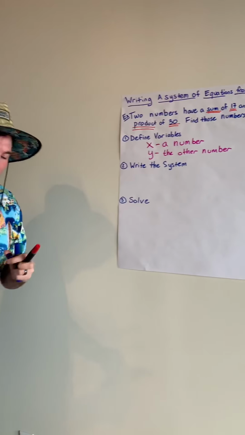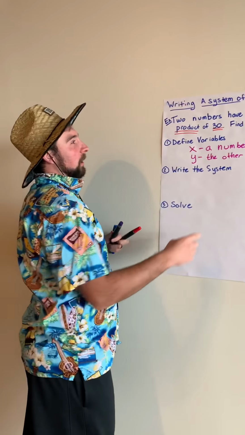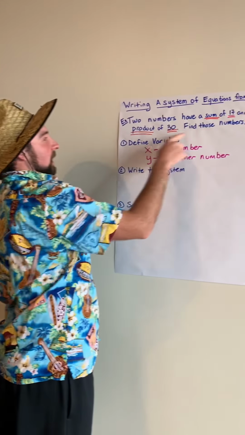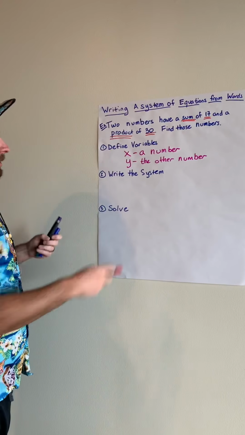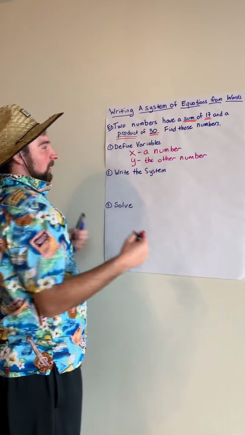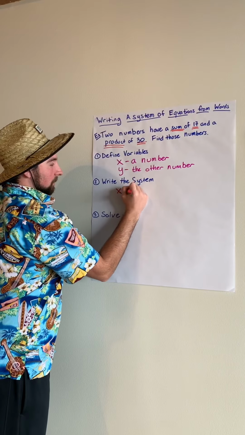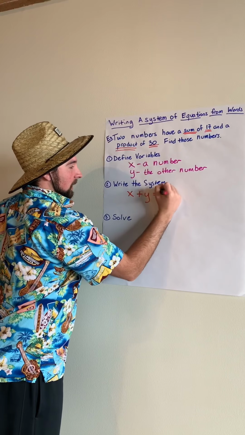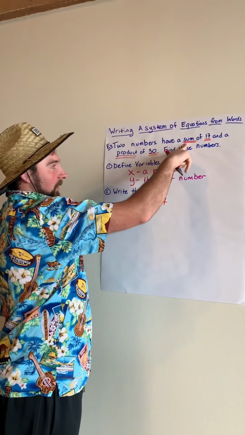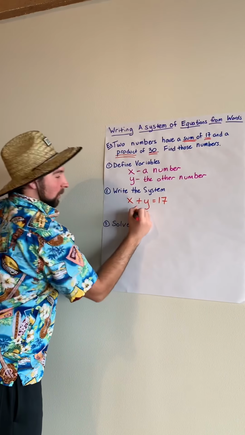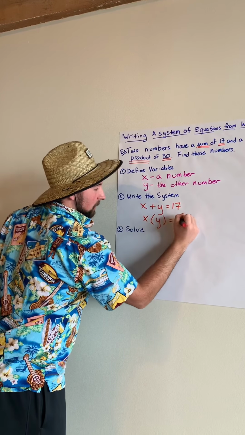These are like the trickiest ones to define because there's not a whole lot going on in the situation. All I know is they sum to 17 and they multiply to 30 because product means multiplication. So I'm going to use that information to write my equations. I know that X plus Y is 17. Where did that plus come from? The sum right here. And then we have product. So X times Y equals 30.